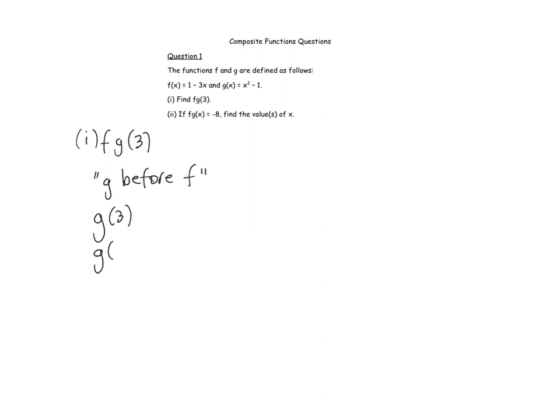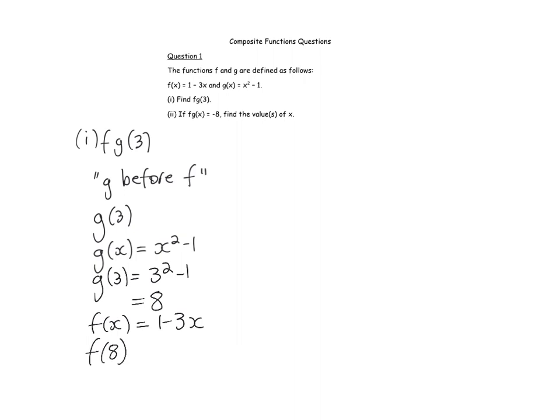We know that g of x is equal to x squared minus 1. G of 3 is going to be 3 squared minus 1, which is going to give us 8. Then we need to get f of x, and that's equal to 1 minus 3x. We need to find what f of 8 is, because that's what the answer from g of x was, which is 1 minus 3 times 8. When you pop that into your calculator, you're going to get an answer of minus 23. So then the answer for the first part of the question is minus 23.